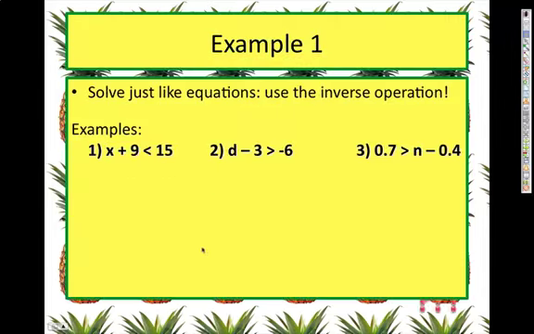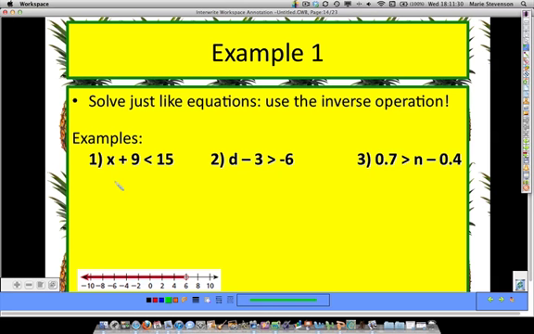So when we solve this first one, we got x less than 6, right? Now watch what happens when I put 6 in here. It says 6 plus 9 less than 15. 6 plus 9 is 15. Is 15 less than 15? No, they're equal, right? But you see how the inequality is less than? That's why 6 doesn't work.